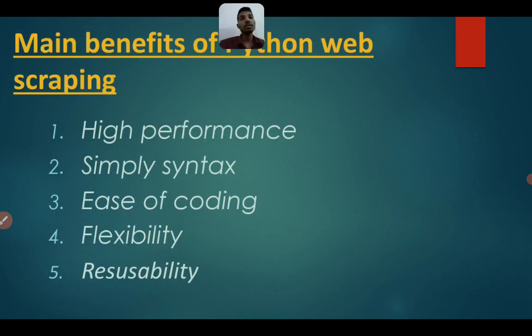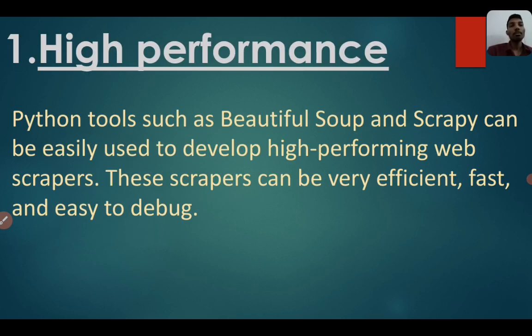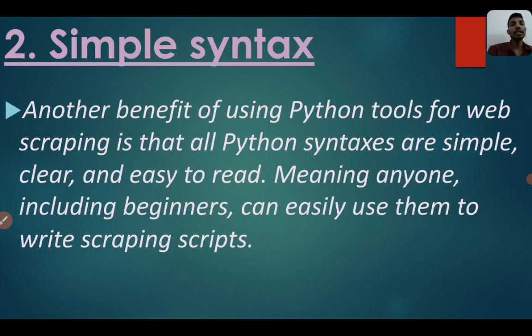Main benefits of web scraping: high performance, simple syntax, ease of coding, flexibility, reusability. High performance. Python tools such as Beautiful Soup and Scrapy can be easily used to develop high performing web scrapers. These scrapers can be very efficient, fast and easy to debug. Simple syntax. Another benefit of using Python tools for web scraping is that all Python syntax is simple, clear and easy to read, meaning anyone, including beginners, can easily use them to write scraping scripts.